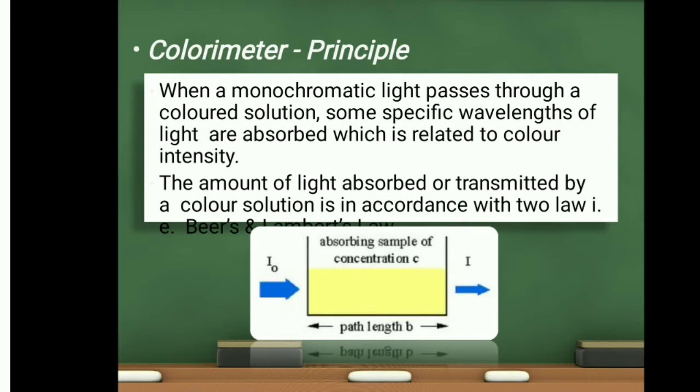Let's now talk about the principle of colorimeter. When a monochromatic light passes through a colored solution, some specific wavelengths of light are absorbed, which is related to color intensity. Or we can say that the amount of the light absorbed or transmitted by a colored solution is in accordance with the law, that is Beer's law and Lambert's law.